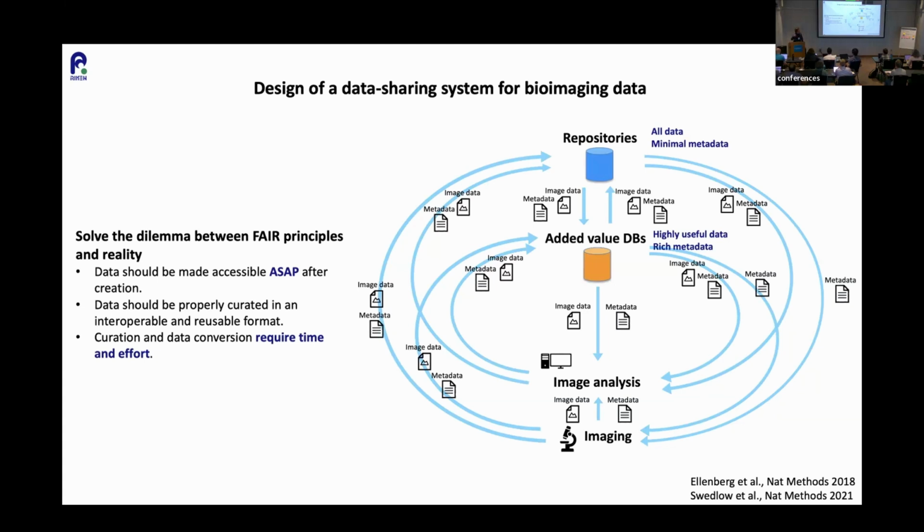The repository can accept a minimal set of metadata, so it is easy to publish your data. Then we set up the added-value database, where basically curators add metadata to the repository's data. So we have a richer set of data with richer metadata. This two-layer system was proposed and we are running on it.